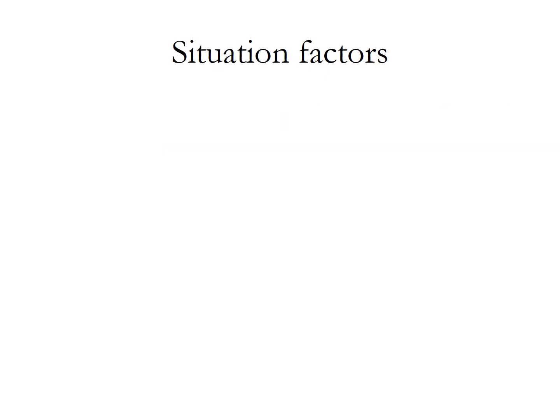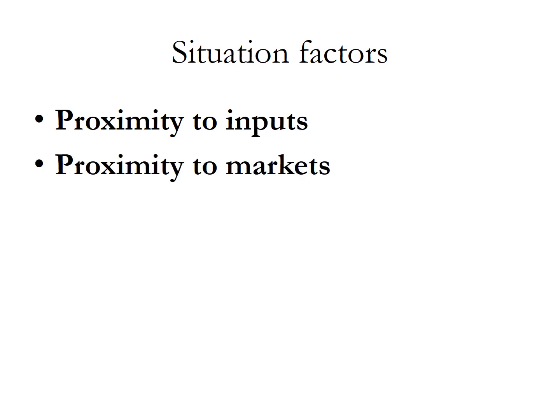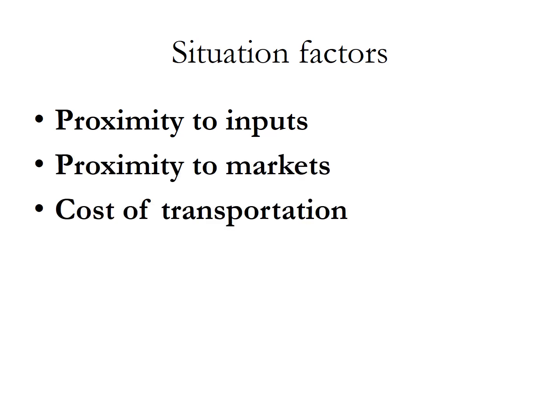So what we're going to look at first are situation factors. And you're like, oh my God, I remember situation. That's what's around. All the way back from chapter 1? Yeah, I know, we're all very excited. So there's 3 situation factors. The proximity to our inputs, the proximity to our markets, and the cost of transportation. And from this, we can figure out where to place industry.